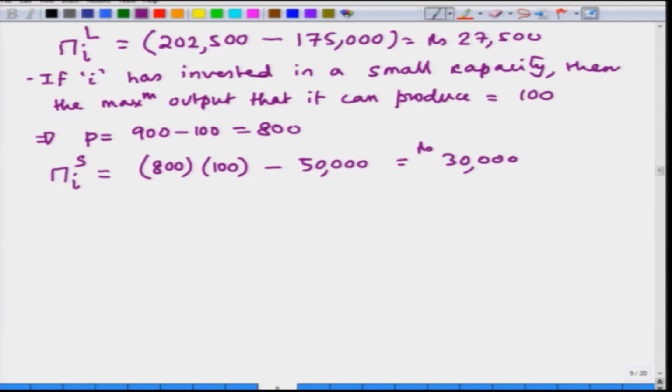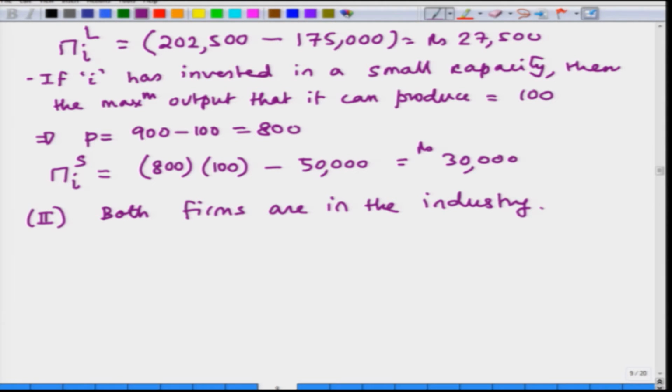So, now let us consider case 2 where both firms are in the industry. Well, if both firms are in the industry, the post entry competition is essentially Cournot. There are 3 sub cases that may arise. The first sub case is that there are no capacity constraints. So, let us call it 2A, there are no capacity constraints for both the firms.